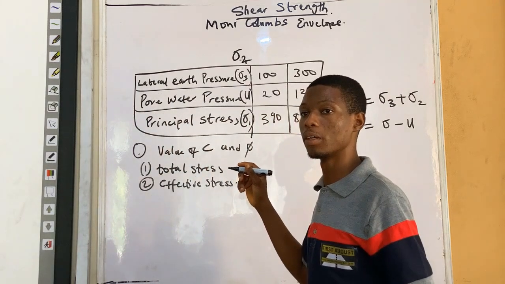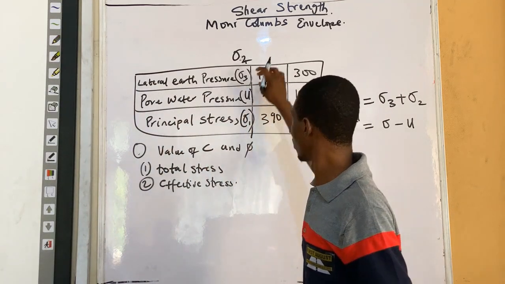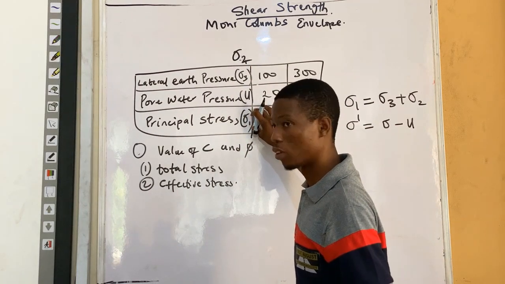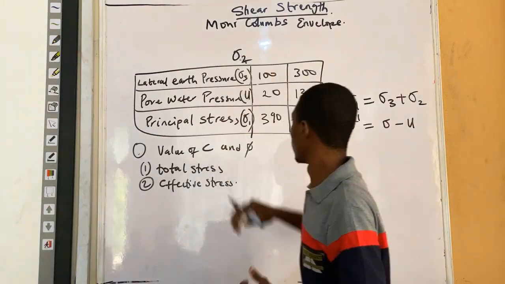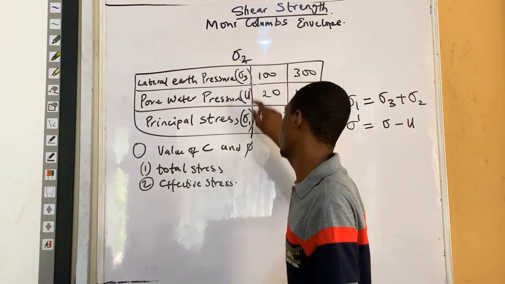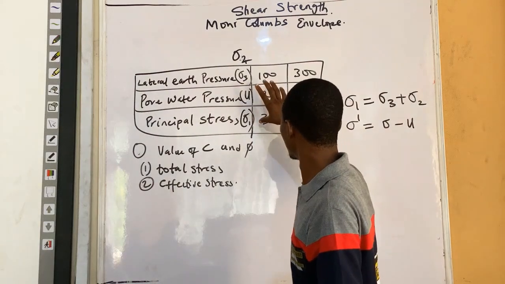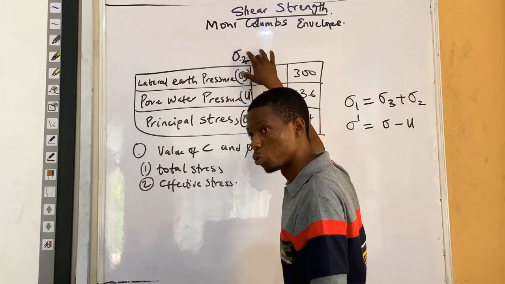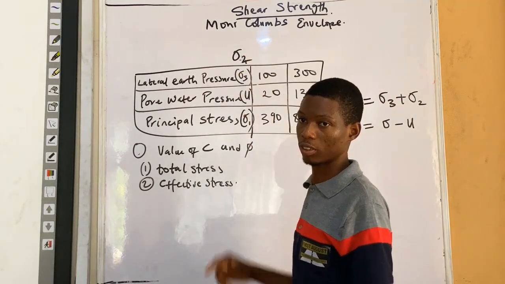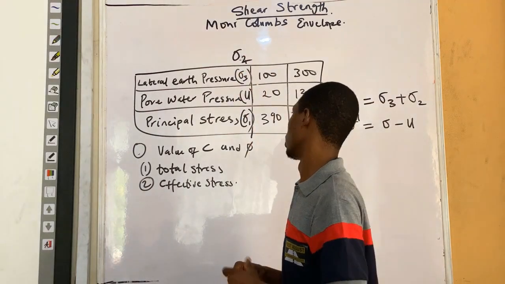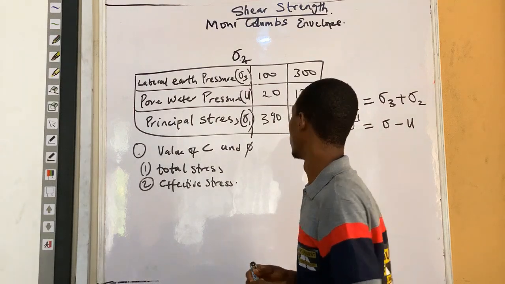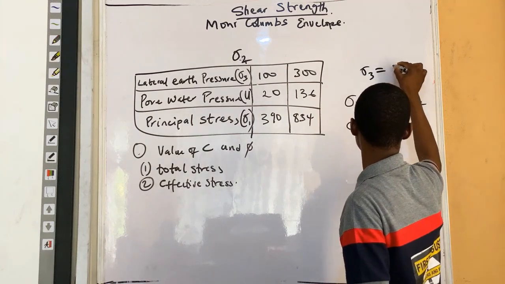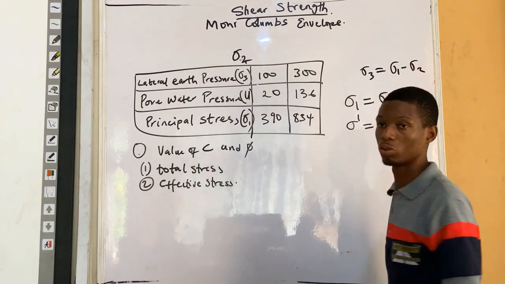For example, we know the value of sigma 1 and the deviator stress. Either they give you these two and not this one, or they give you the other two. But there will always be pore water pressure. So if sigma 3 is not given, that means our sigma 3 will be equal to sigma 1 minus sigma 2. That's what you do to get it.